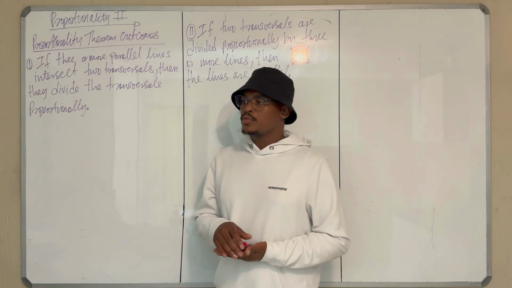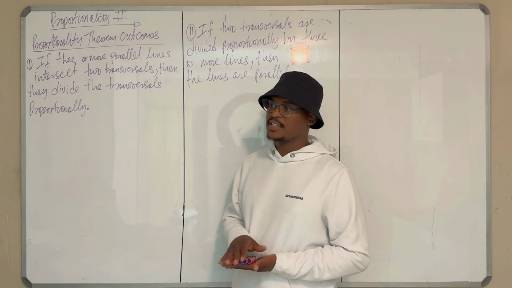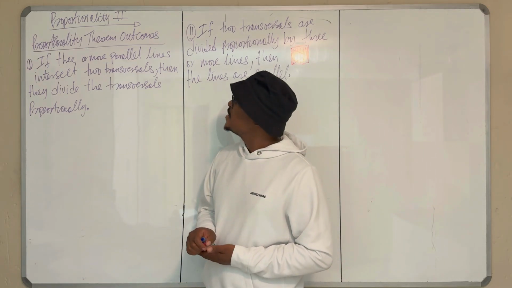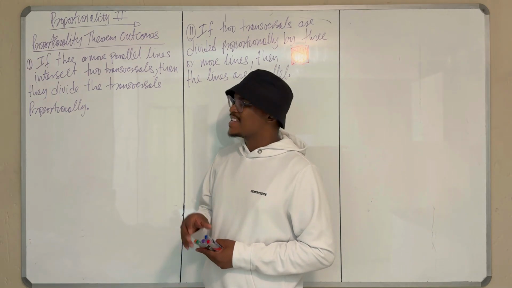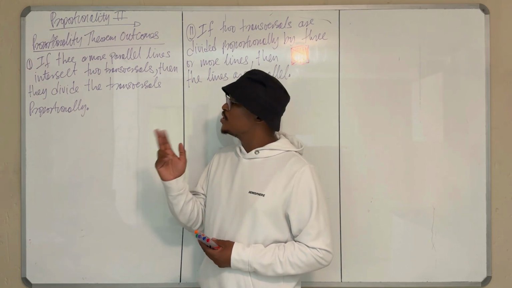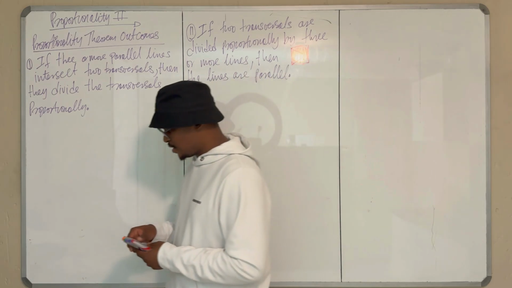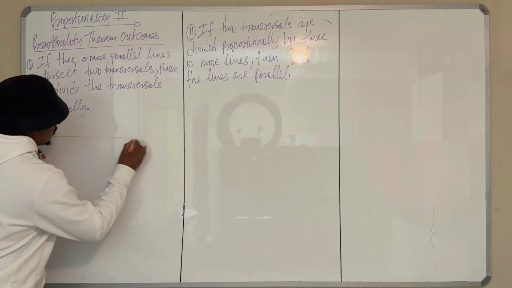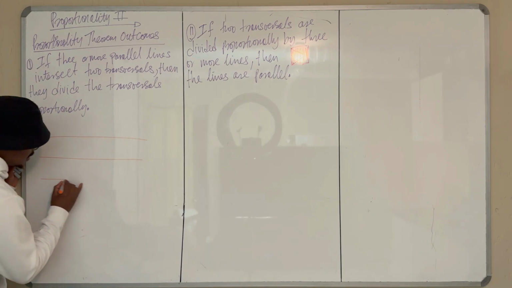Okay, so now we're going to discuss some results out of the proportionality theorem. One outcome says that if you have 3 or more parallel lines that intersect 2 transversals, then they will divide those 2 transversals proportionally. Let's say you have 3 parallel lines like this. Here's the second, and here's the third.